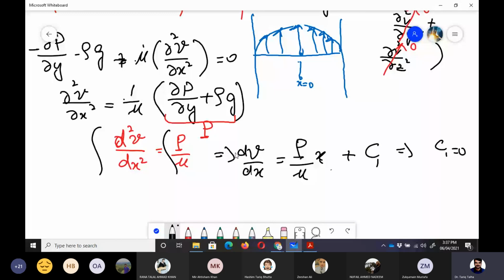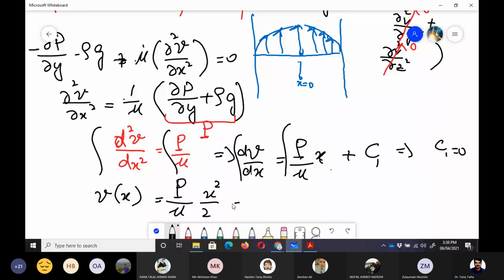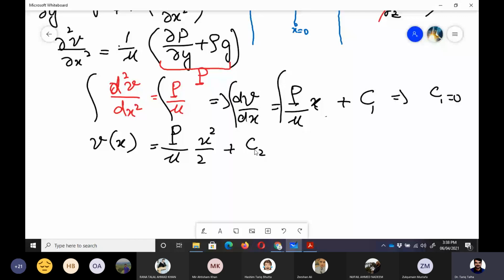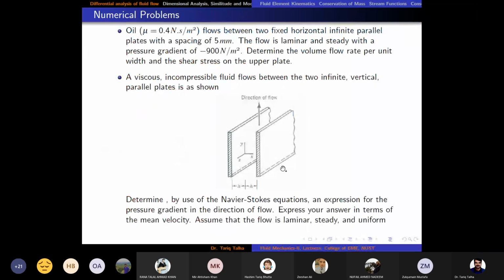And then if we want to calculate v from here, we take the second integral. So v of x is equal to (P/μ) × x²/2 + C2, because C1 is already 0. Now to calculate C2, all we need to do is put in x equal to h. h is the distance from the center line.